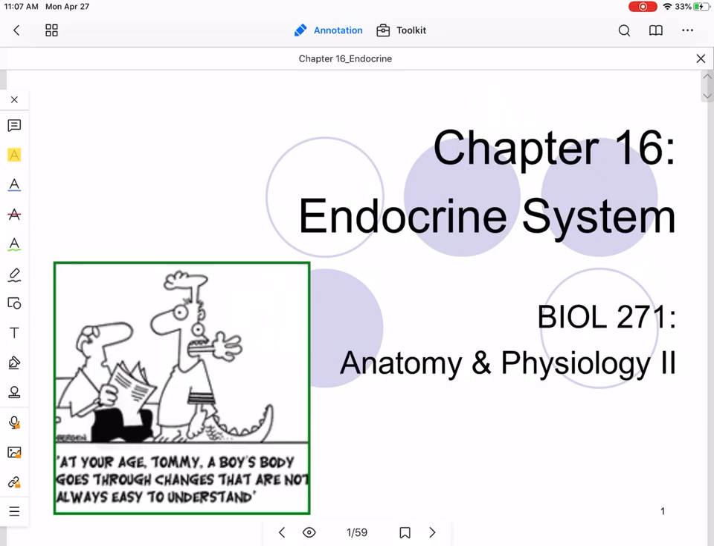We are now moving into the endocrine system. We just finished a unit on the urinary system and fluid balance. As we head towards the end of the semester, because we're almost there, we have the endocrine system, and then our last lecture chapter is the reproductive system.